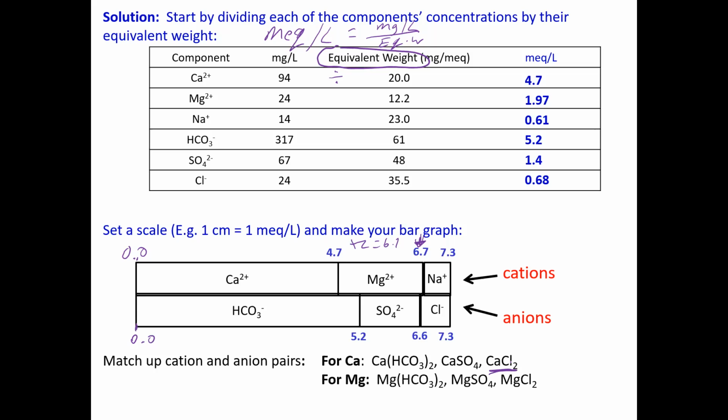So you can imagine that for magnesium, it's very similar: magnesium bicarbonate, magnesium sulfate, magnesium chloride. And I can do the same thing for sodium. And just if you're doing the chemical formulas, make sure you get the stoichiometry correct. Like I said, this is relatively basic, introductory chemistry stuff. So hopefully that makes sense.